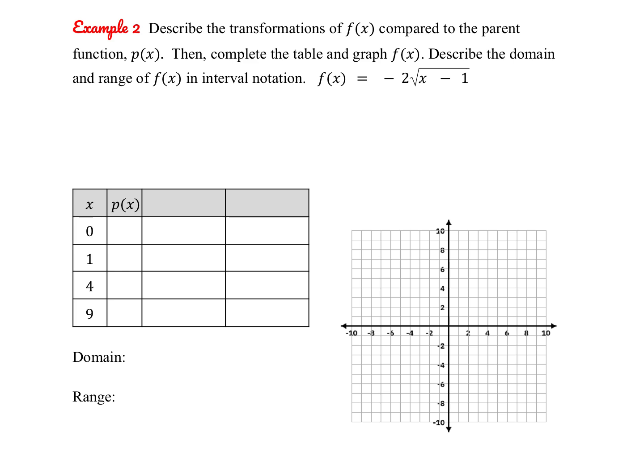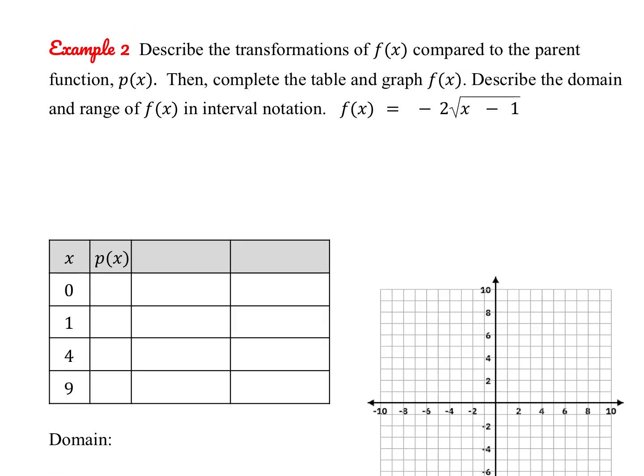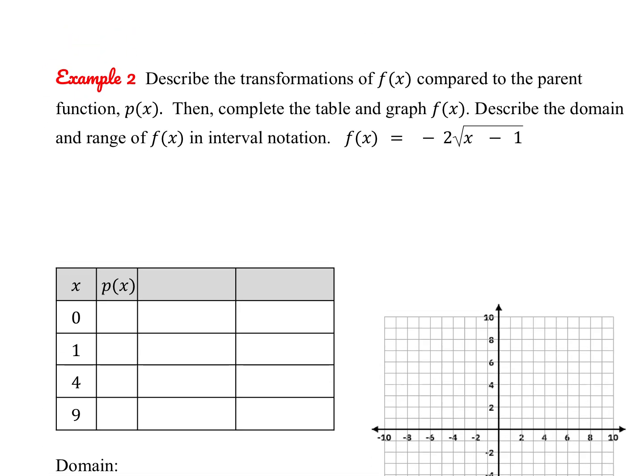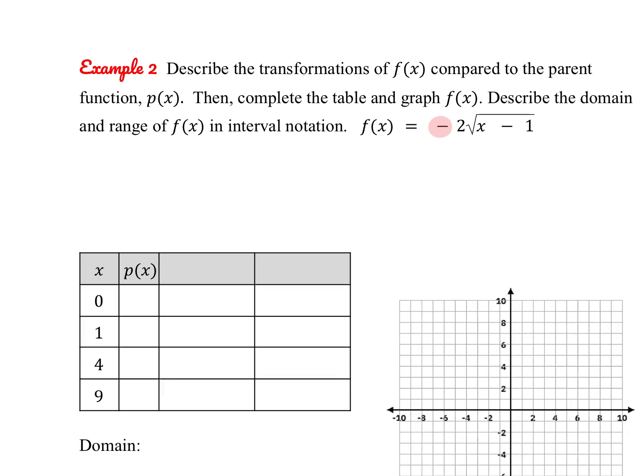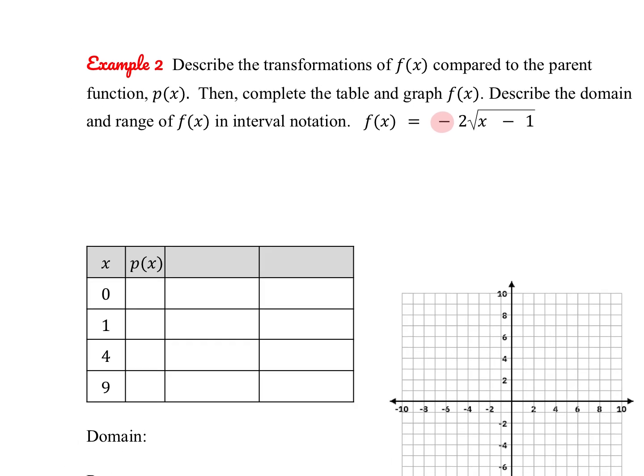All right, let's try another one together. So here I have another square root function. Let's describe the transformations we see. I see a negative out front, so I know that that's a reflection over the x-axis, which is actually a vertical reflection because I'm going top to bottom or vice versa. So even though it's over the x-axis, that is a vertical reflection.